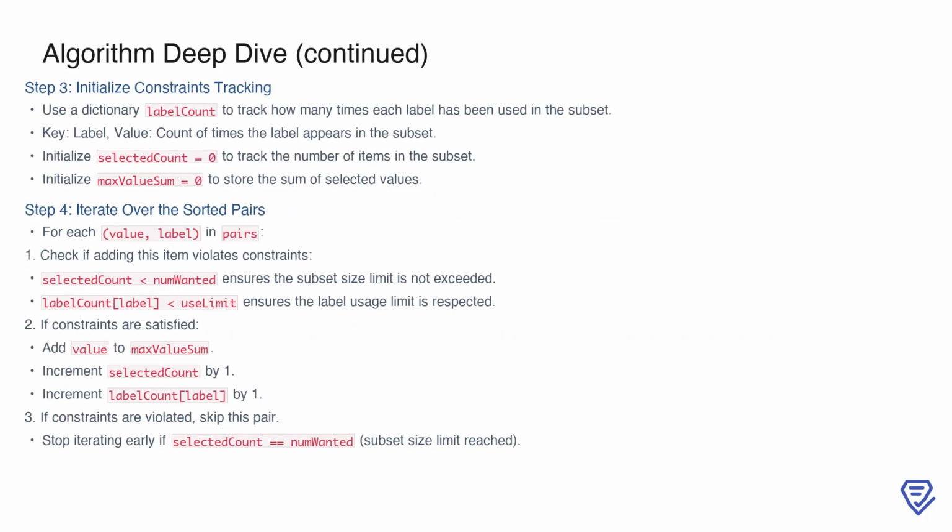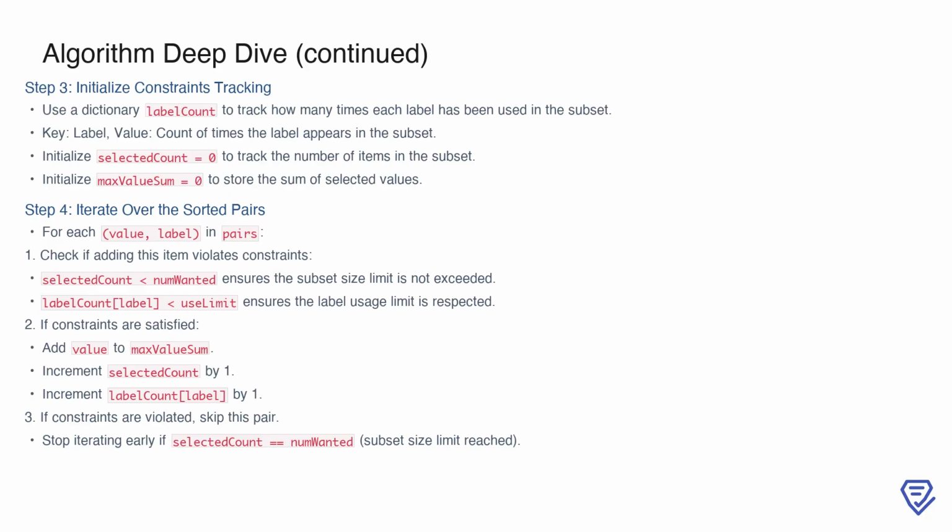After sorting the pairs, we set up the tools needed to enforce the constraints. A dictionary called labelCount is used to track how many times each label has been added to the subset. For instance, if label 0 has been used once and label 1 twice, the dictionary would look like {0: 1, 1: 2}. We also initialize selected_count to 0, which keeps track of the total number of items in the subset. Similarly, max_value_sum is initialized to 0 to accumulate the sum of the selected values.